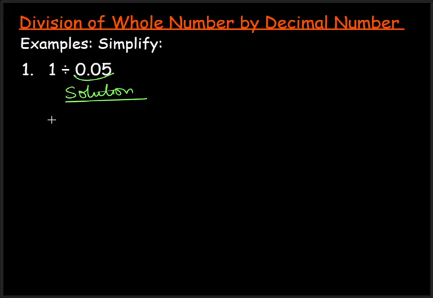So what do we have? This is 1 divided by 0.05. Now what do we do? To change this 0.05 to a whole number, we shift the decimal point to the right. This will be 1, 2. How many times did we shift? We shifted it 2 times.